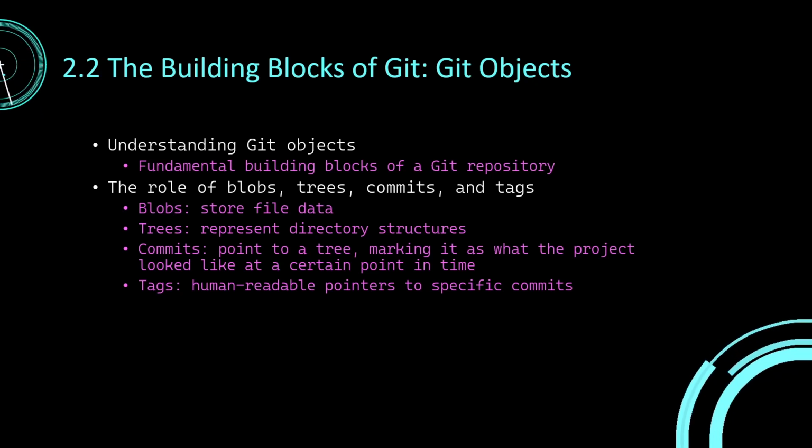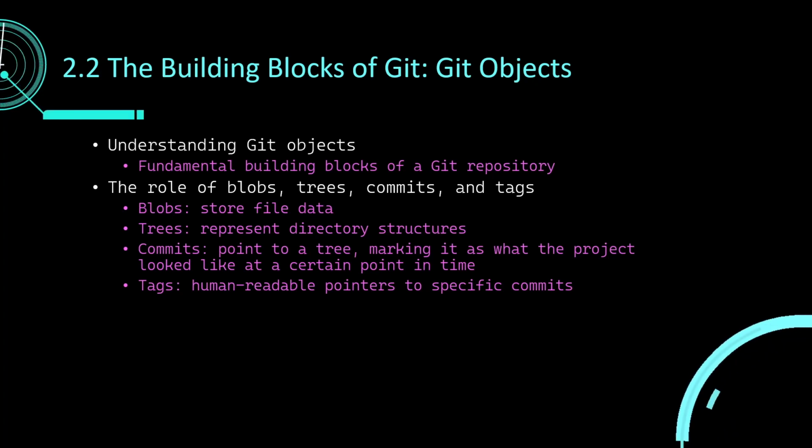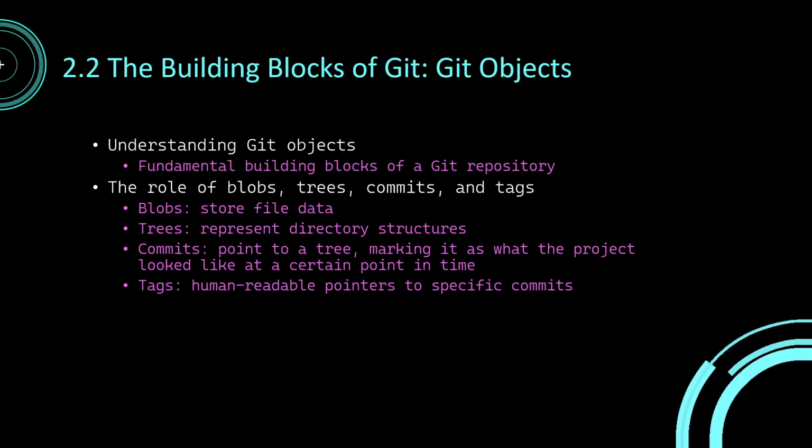So let's start with blobs. Picture a blob as a container that stores our file data. Each blob is tied to a file, but interestingly, and this is a point I really need to get across, it doesn't store any metadata about the file itself. It's like a storage box that holds the contents, but it doesn't label what's inside.